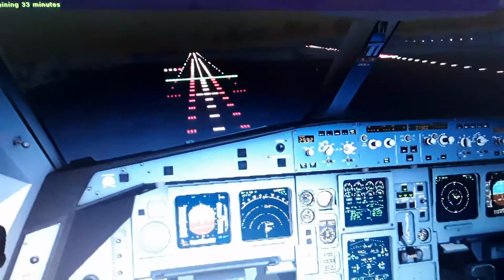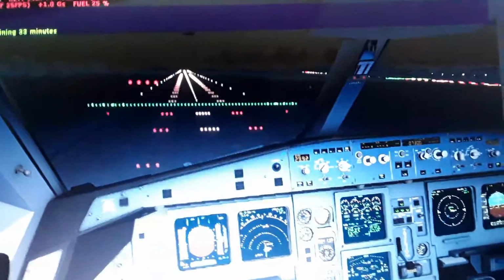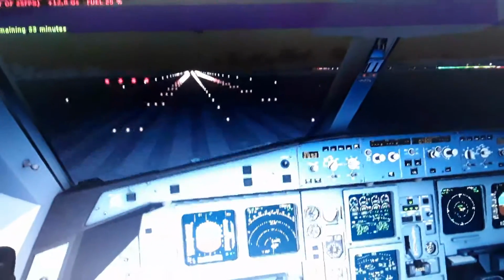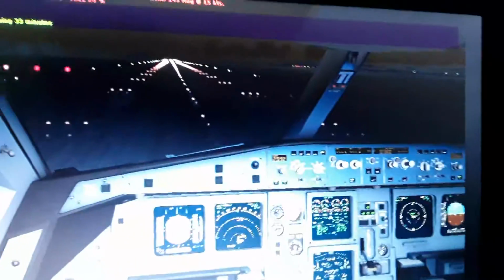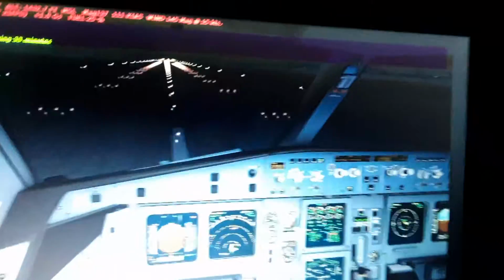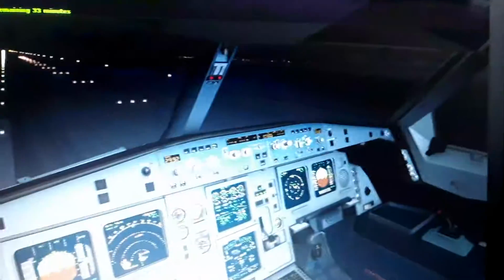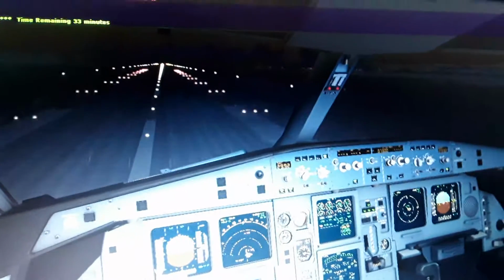200, 50, 40, 30, 10, 5. And here we have it. We use the brakes and reverse thrust. We use idle and reverse thrust from the engines. Here we landed.